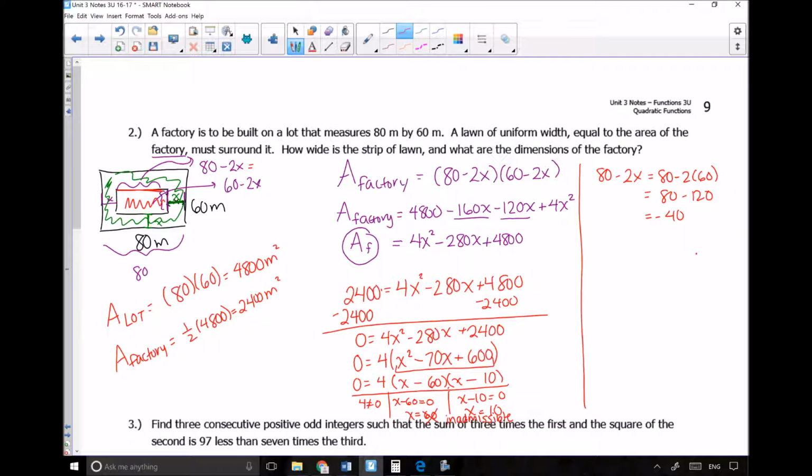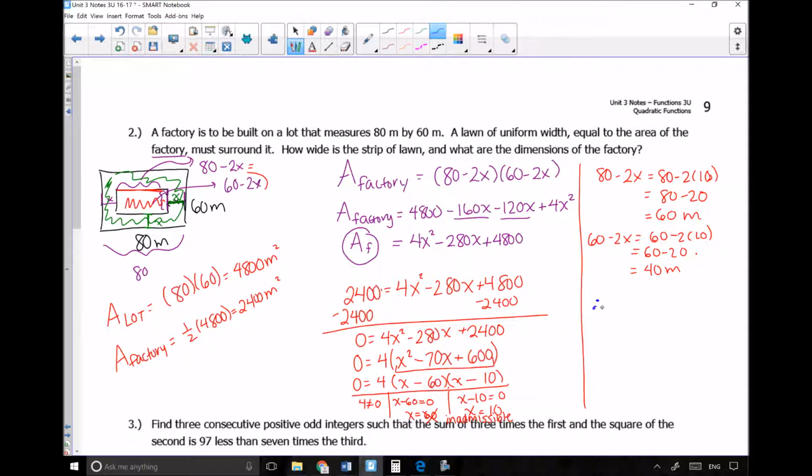All right, so now let's try it again, but instead of with 60, let's try it with this 10. So 80 minus 2 times 10, so I'd get 80 minus 20, which is 60. So that's possible for one length. Let's figure out the other length here. This 60 minus 2x would be 60 minus 2 times 10. So I'd get 60 minus 20, which is 40 meters. And so it's possible to have 60 meters for one and 40 for the other.